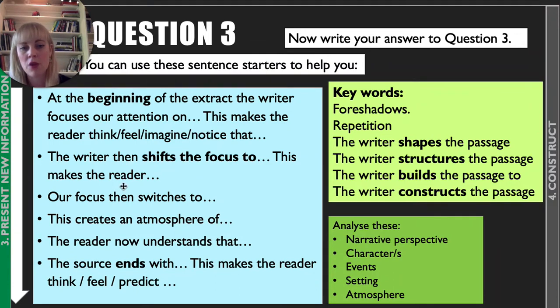So I'm trying to use for you words like build, and you can see my keywords in this box here: build, structures, shapes, constructs. These are the kind of words that, when you write up your answer, if you can use some of these, you will pick up extra marks. So the more of these words you can use, the writer shapes the passage, the writer structures, the writer builds, the writer constructs, the more impressive your answer will sound. So have a go at writing up your middle paragraph now.